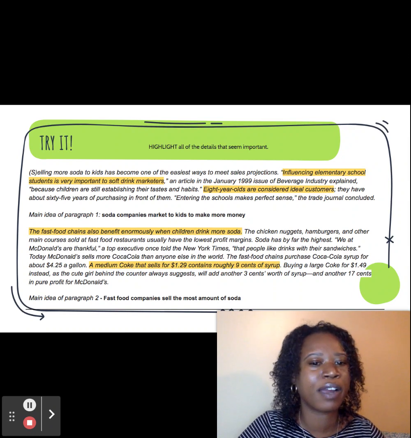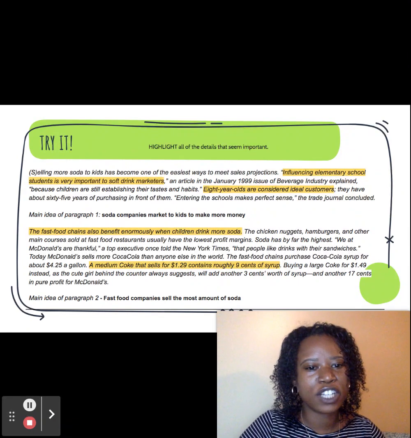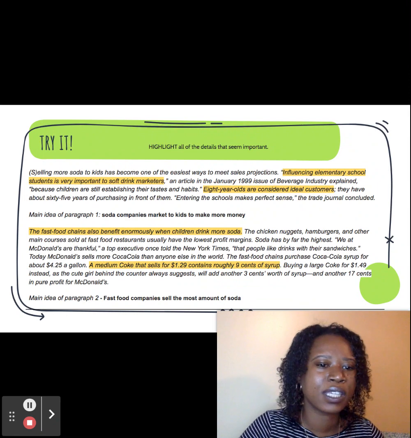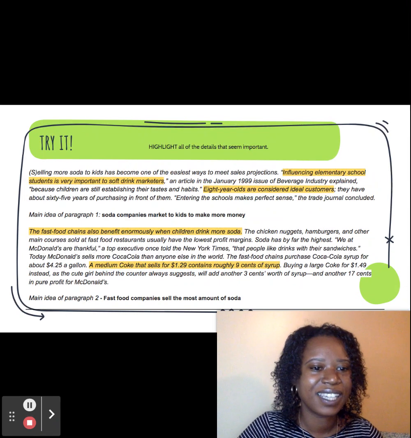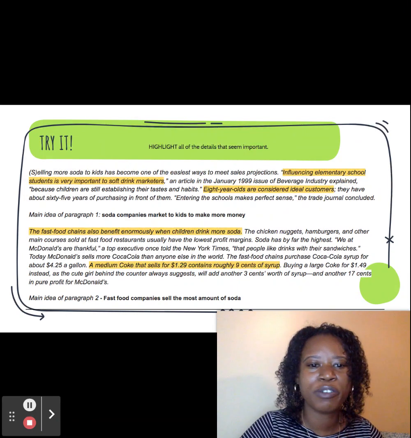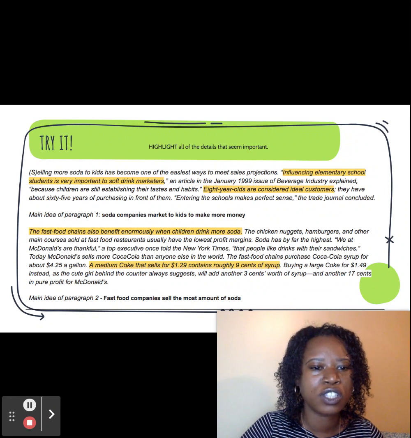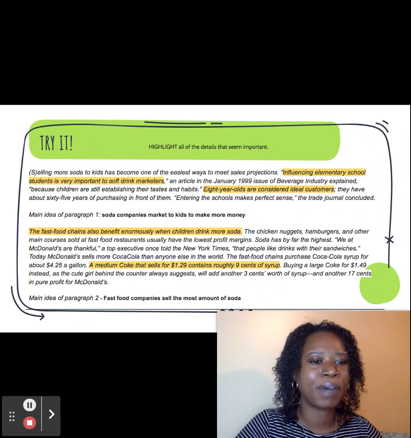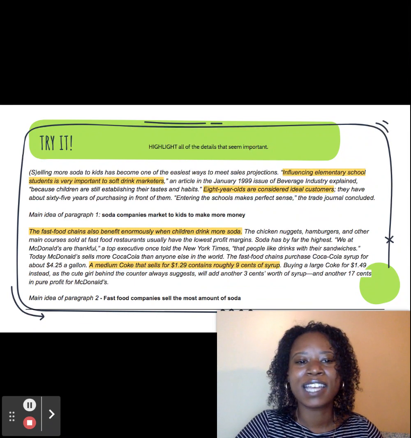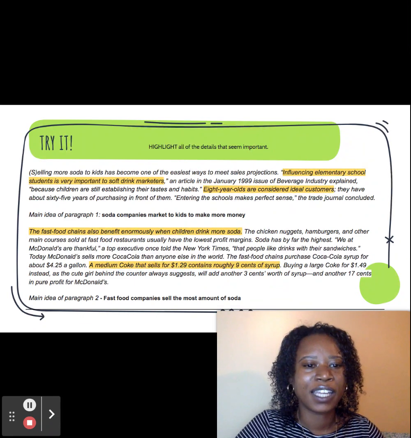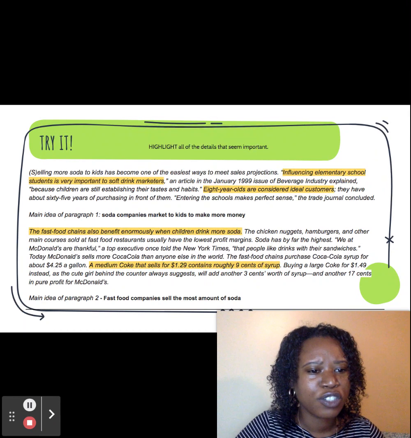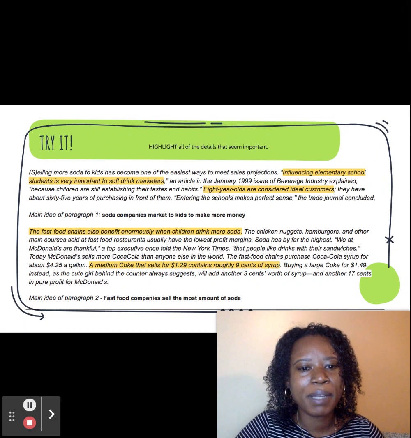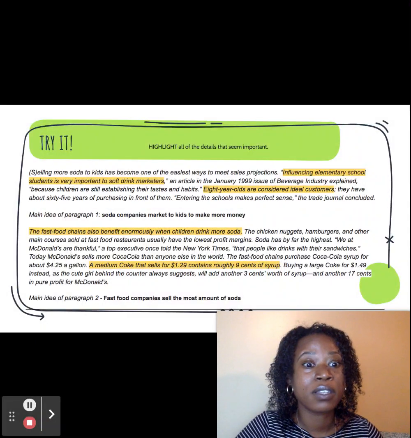Let's try this with paragraph 2. The fast food nations also benefit enormously when children drink more soda. The chicken nuggets, hamburgers, and other main courses sold at fast food restaurants usually have the lowest profit margins. Soda has by far the highest. We at McDonald's are thankful, a top executive once told the New York Times, that people like drinks with their sandwiches. Today, McDonald's sells more Coca-Cola than anyone else in the world.